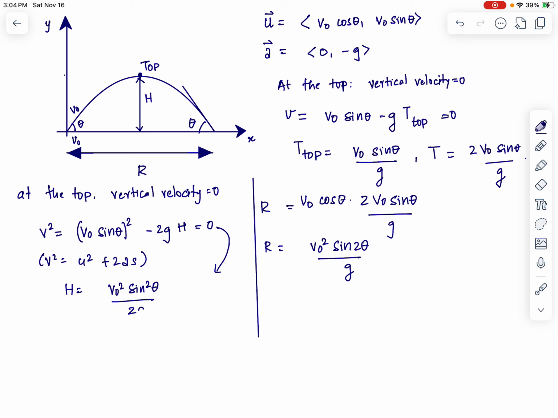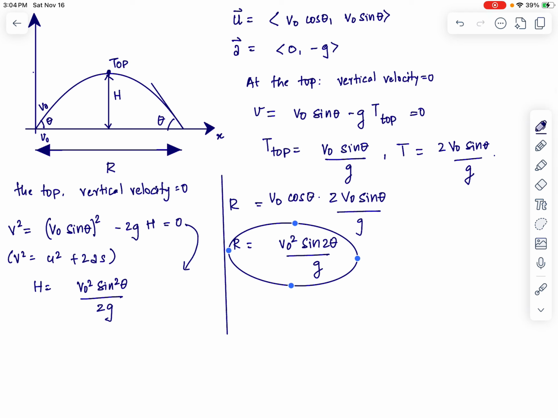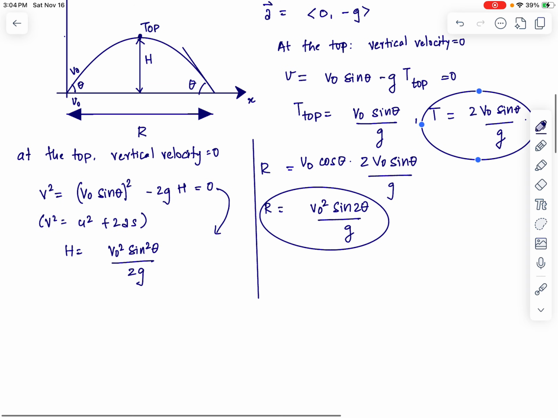Okay, so the interesting thing is that we found the range, we found the total time of flight, and we found the maximum height to which the projectile travels.